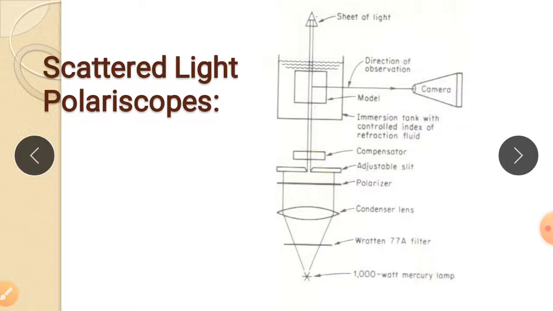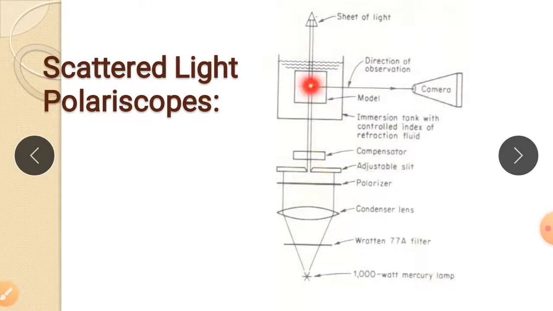Okay, there is a difference. In the conventional polariscope, the camera is in this position, but here it is in a perpendicular direction. Whatever the light is, it is moving in this direction, but the viewing angle is in a perpendicular direction. Why is it like that?